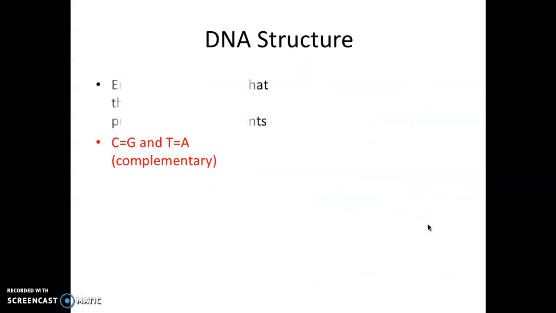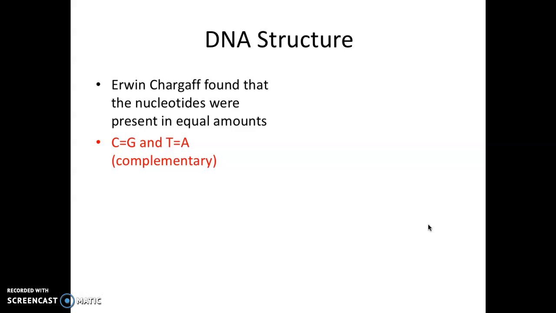So these bases have a partner that they are always going to find. G is always going to find C, and T is always going to find A. This is going to make them complementary. And Erwin Chargaff is a scientist. It's basically Chargaff's rule that G and C are always going to be the same, and T and A are going to be the same.